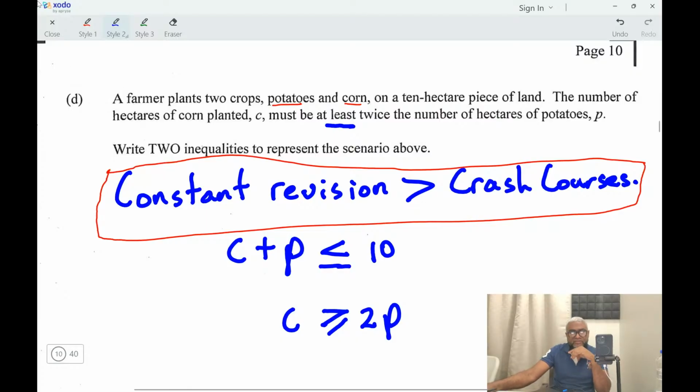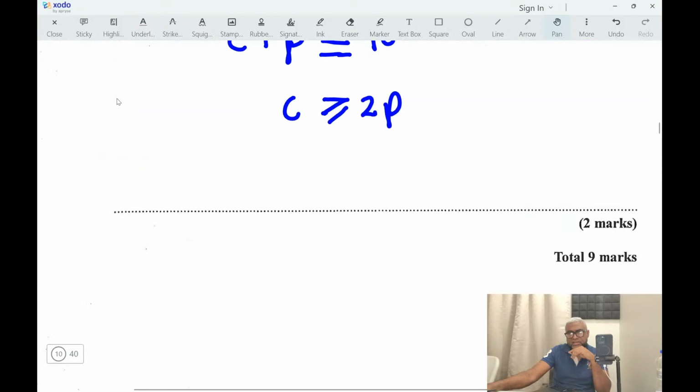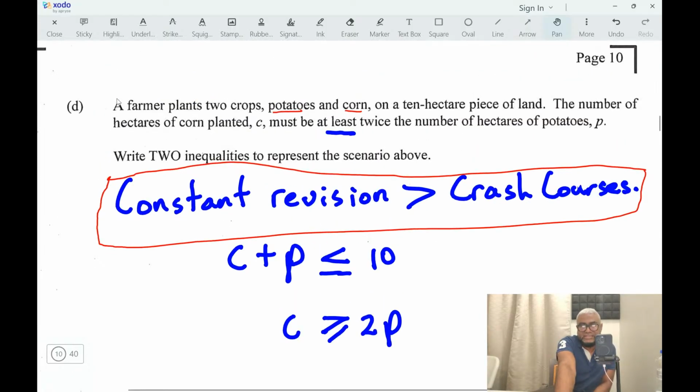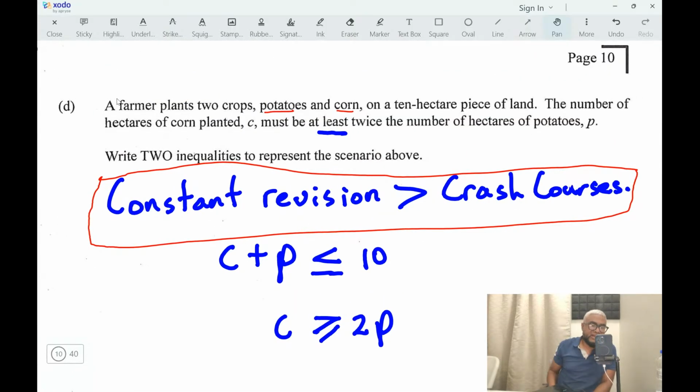So this is, I believe, the last question. You'll fix that there, right, Isaiah? So guys, constant revision is greater than crash courses. Crash courses will just fluster your mind and you will just be going mad coming closer to the exam.